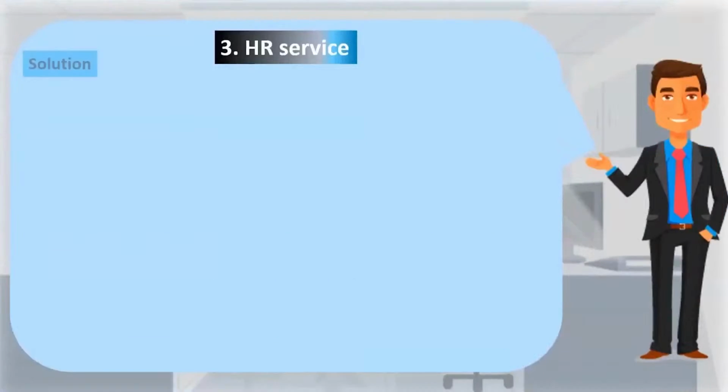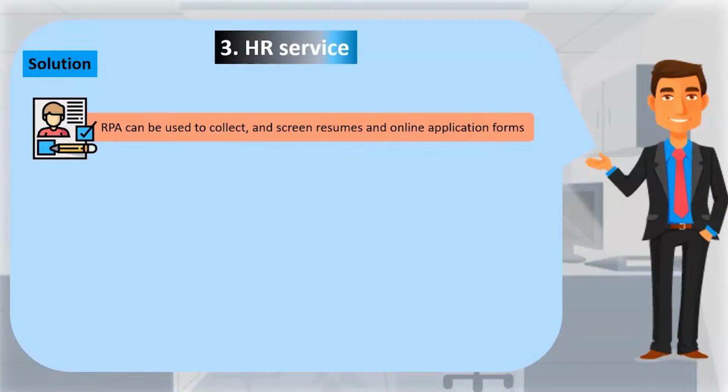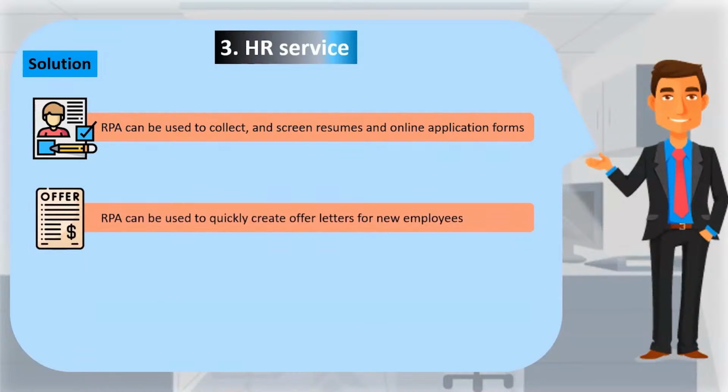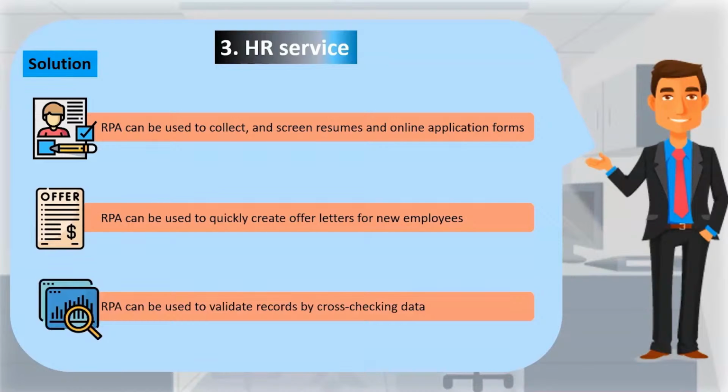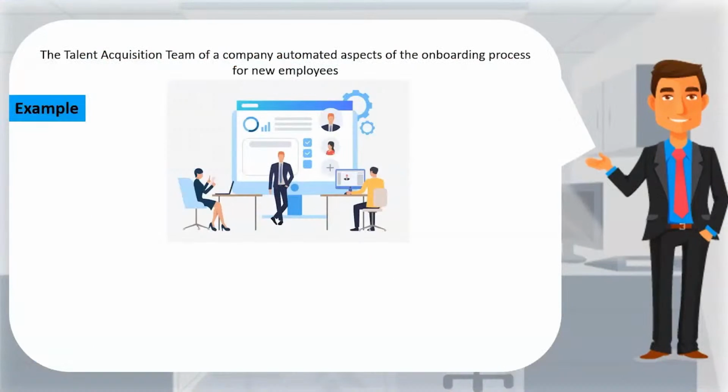So the possible solution for this is RPA can be used to collect and screen resumes and online application forms, conduct thorough background checks, and compare the information to all relevant job requisitions. This allows the best candidates to be shortlisted. RPA can be used quickly to create offer letters for new employees that are both personalized and accurate. It can also validate records by cross-checking data such as absentee reports against time logged in the corporate network and alerting when information is missing or inconsistent. Talent acquisition team of a company automated aspects of onboarding process for new employees.